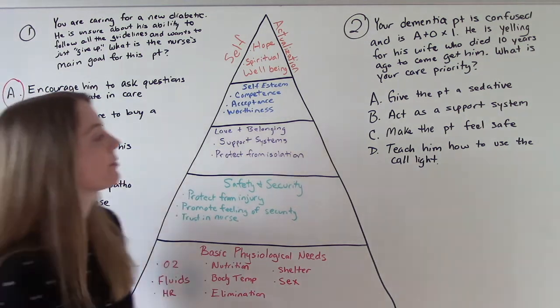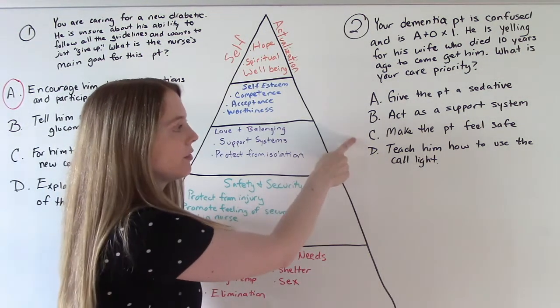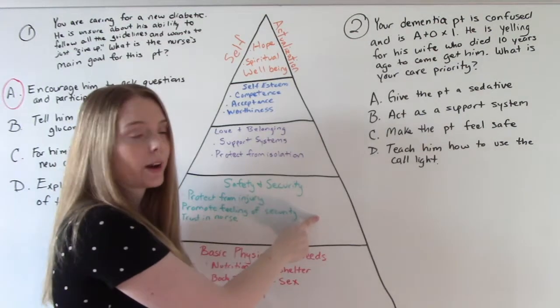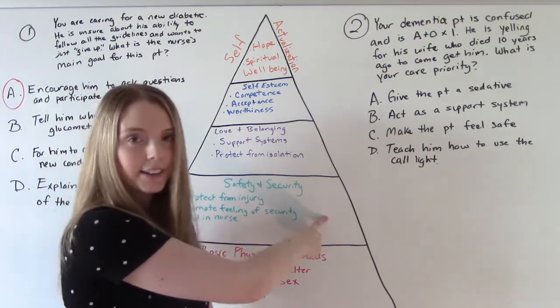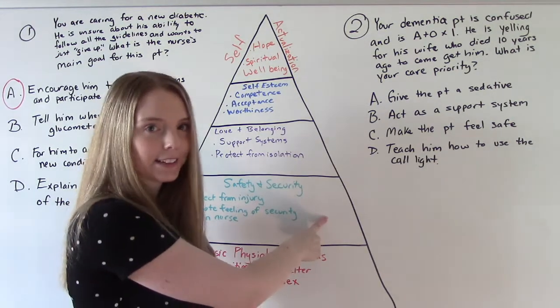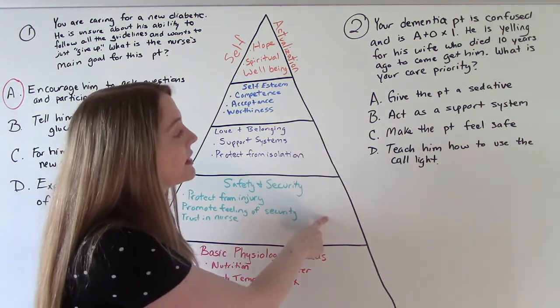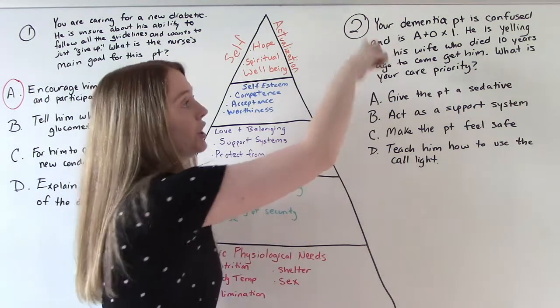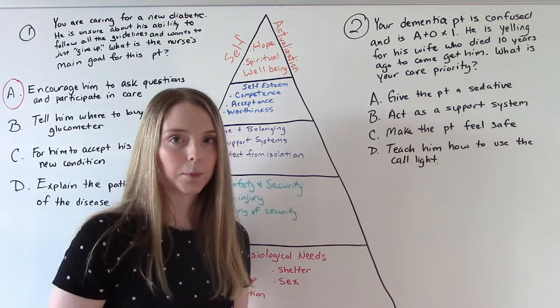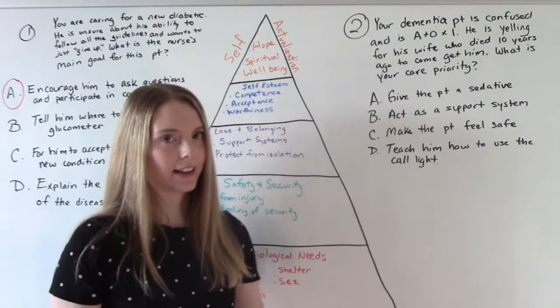Let's see. Make the patient feel safe. That's more basic, right? Safety and security is more basic than love and belonging. So now it's already taken our top spot for a potential answer. And then D, teach him how to use the call light. He is not in a position to learn anything at this time, right? So we can just eliminate that answer.